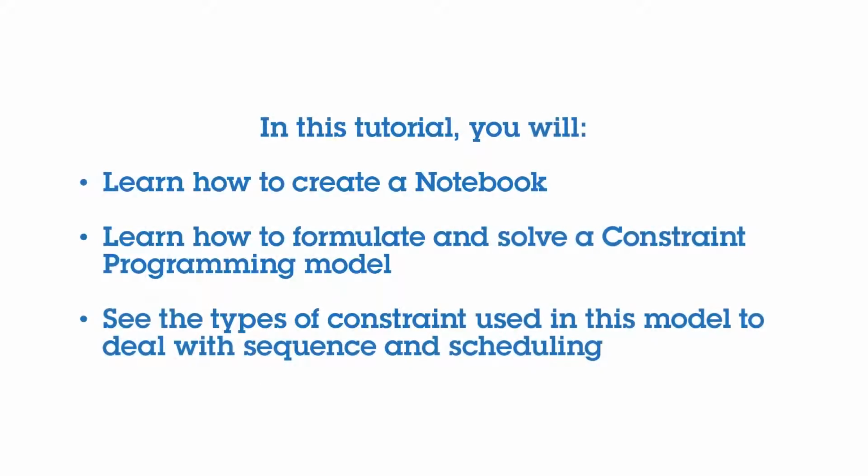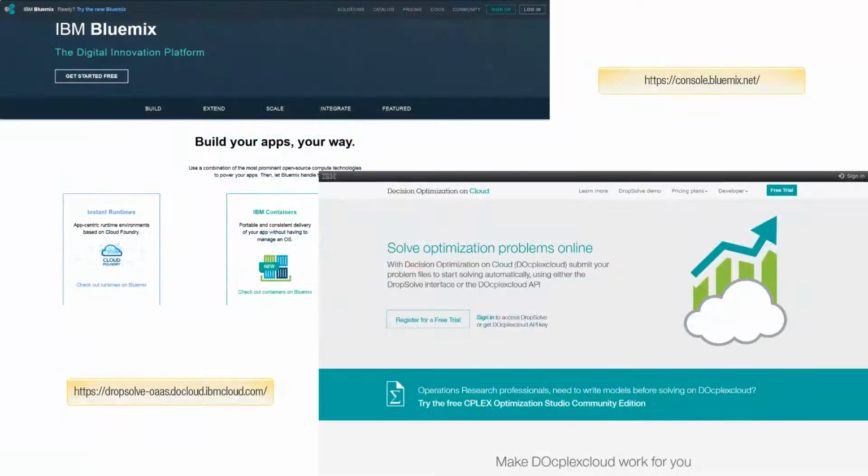In this tutorial, you will learn how to create a notebook, learn how to formulate and solve a constraint programming model, see the types of constraints used in this model to deal with sequence and scheduling. This tutorial is based on 2 IBM cloud services, IBM Bluemix and IBM Decision Optimization on Cloud. The first step in this tutorial is to register for trial accounts on both services.